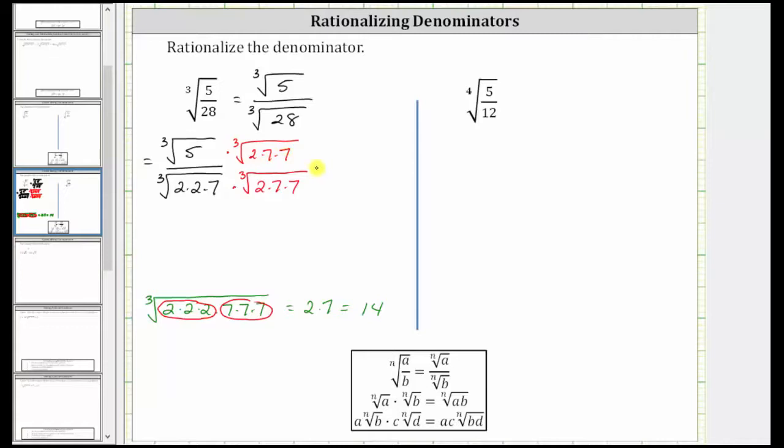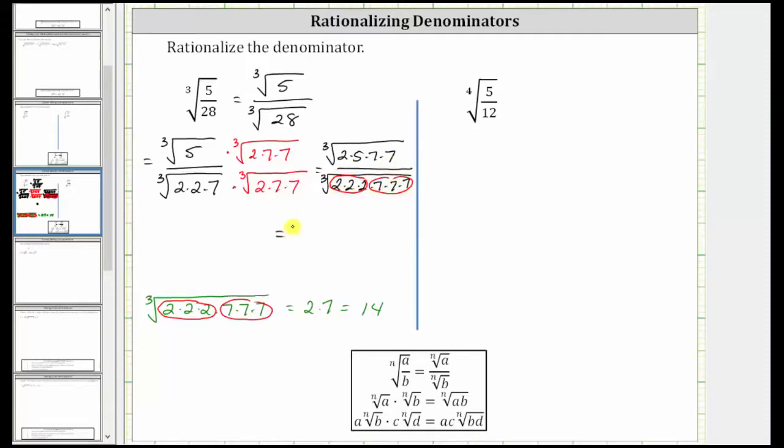And now let's multiply. In the numerator, we have the cube root of 5 times 2 times 7 times 7. Let's write that as 2 times 5 times 7 times 7. In the denominator, we have the cube root of 3 factors of 2 and 3 factors of 7. And notice now the radicand in the denominator is a perfect cube, and therefore this will simplify perfectly.